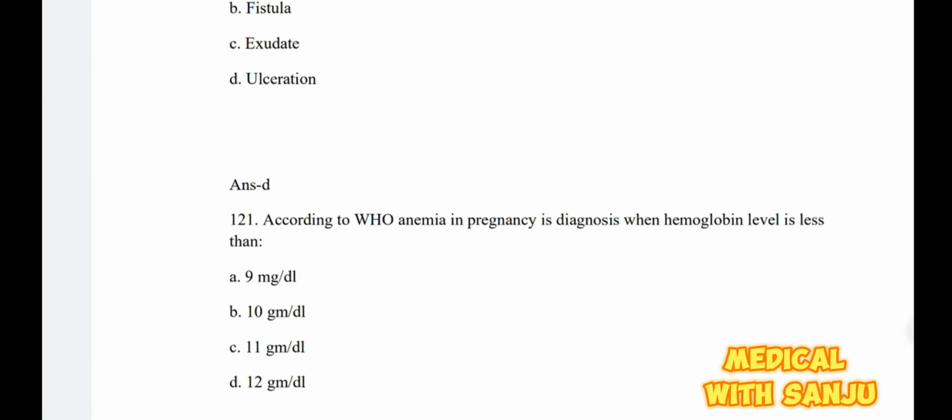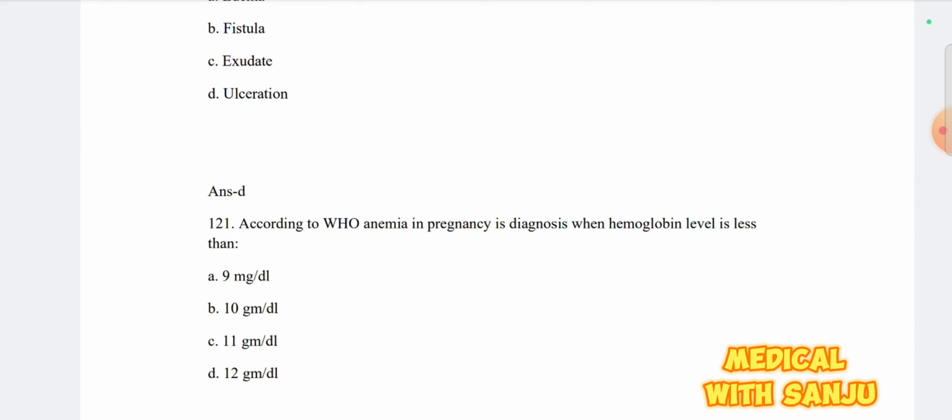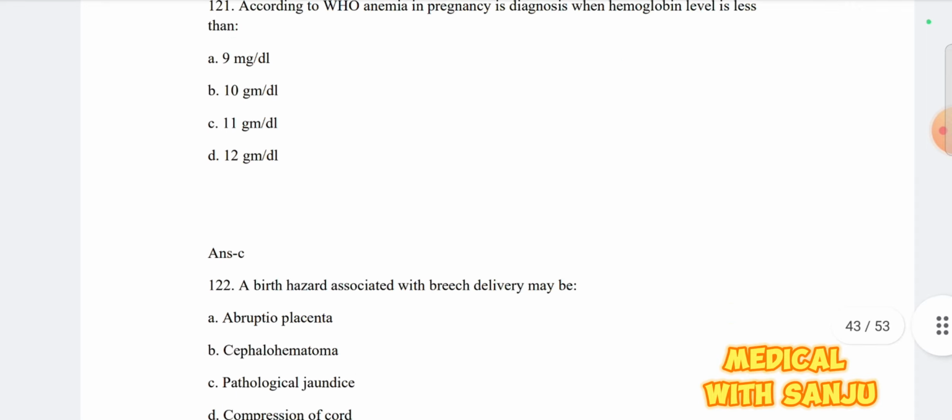Question number 121. According to WHO, anemia in the pregnancy is diagnosed when hemoglobin level is less than option A 9 gram per dl, option B 10 gram per dl, option C 11 gram per dl, and option D 12 gram per dl. The right answer is option C, 11 gram per dl.